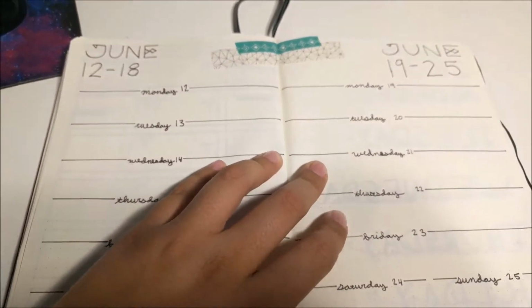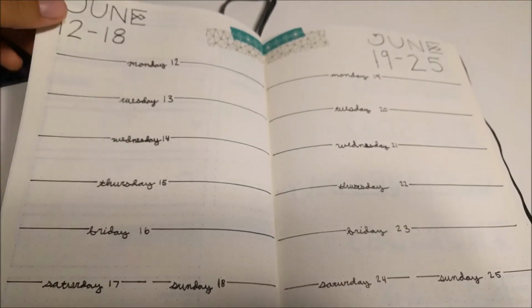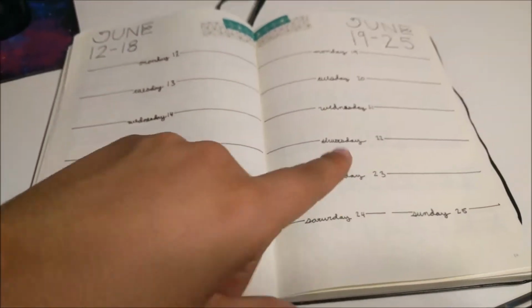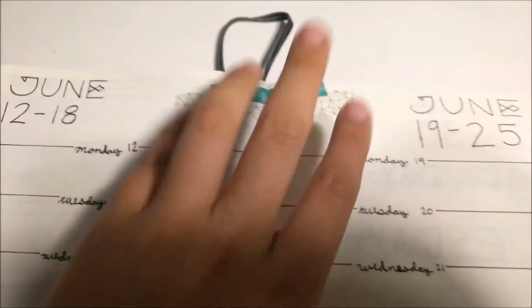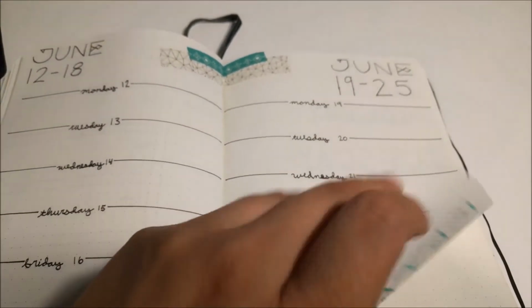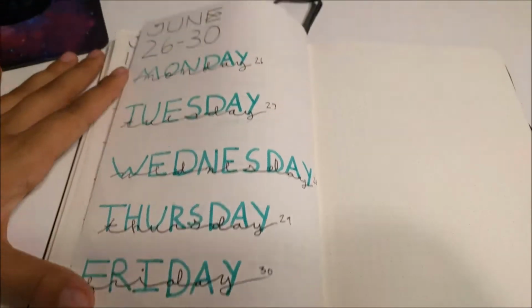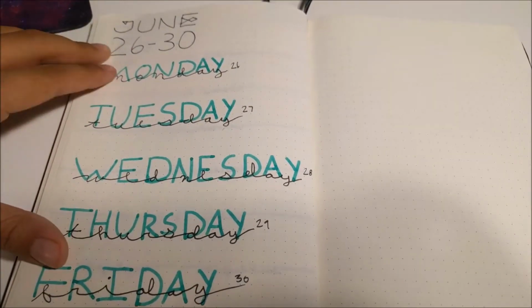And here I have the next 2 weeks after that. I like this one a lot because you just basically write the day and the date and you're set with some lines. That's pretty much it. Again, I use that washi tape. And here's the last week. Since there's only 5 days, I just wrote the days of the week really large.